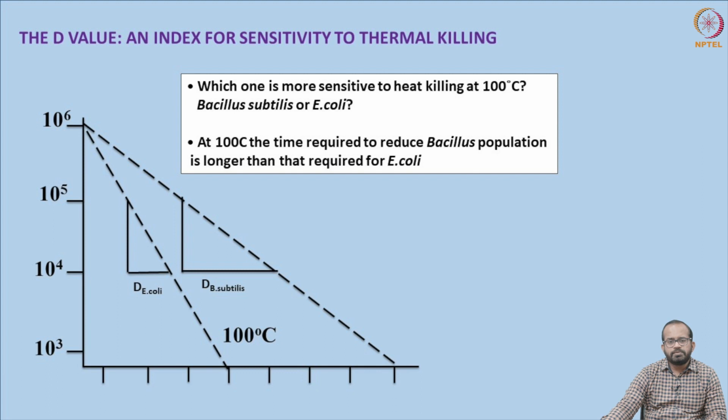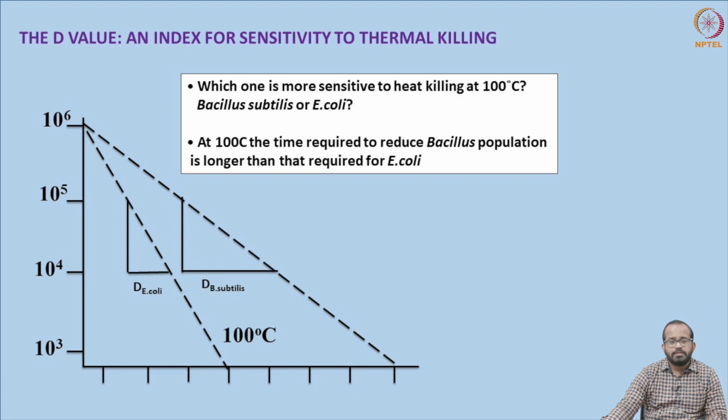And also the D value is an index for sensitivity to thermal killing. So for example, we will take which one is more sensitive to heat killing or heat death, thermal death, at 100 degrees Celsius. Two microorganisms are explained here, either Bacillus subtilis or E. coli. So at 100 degree temperature, it is an index of heat sensitivity of a microorganism.